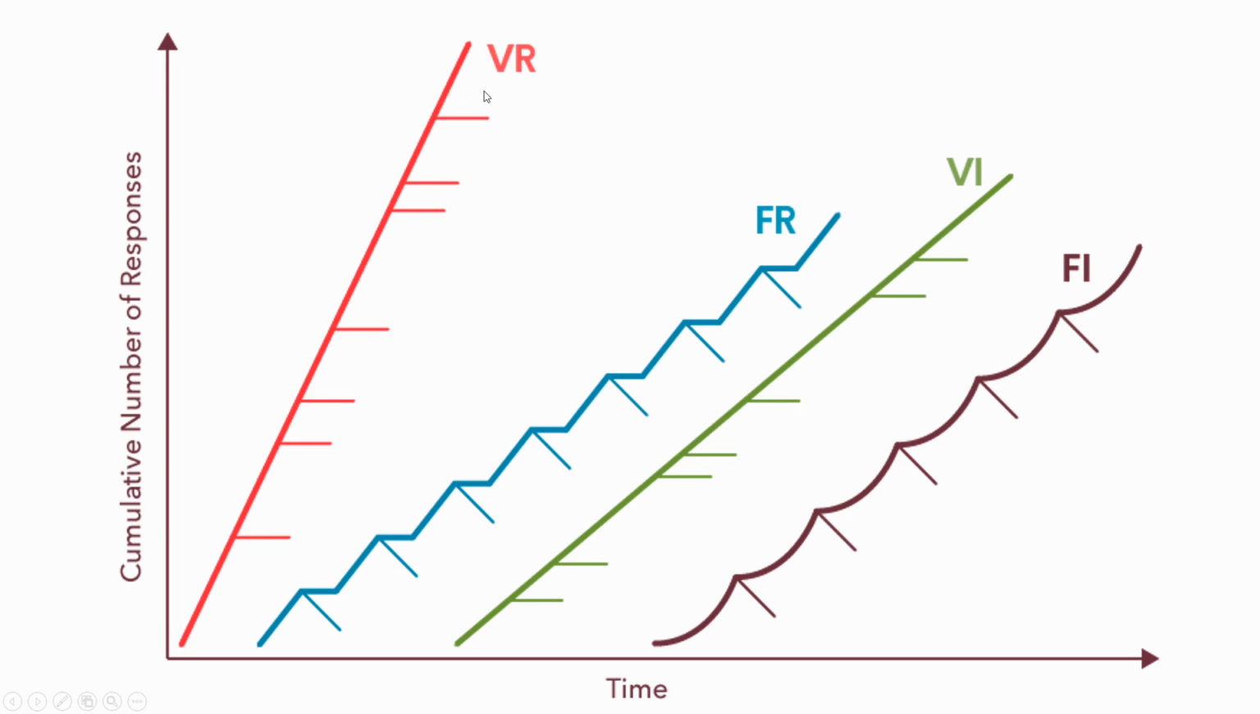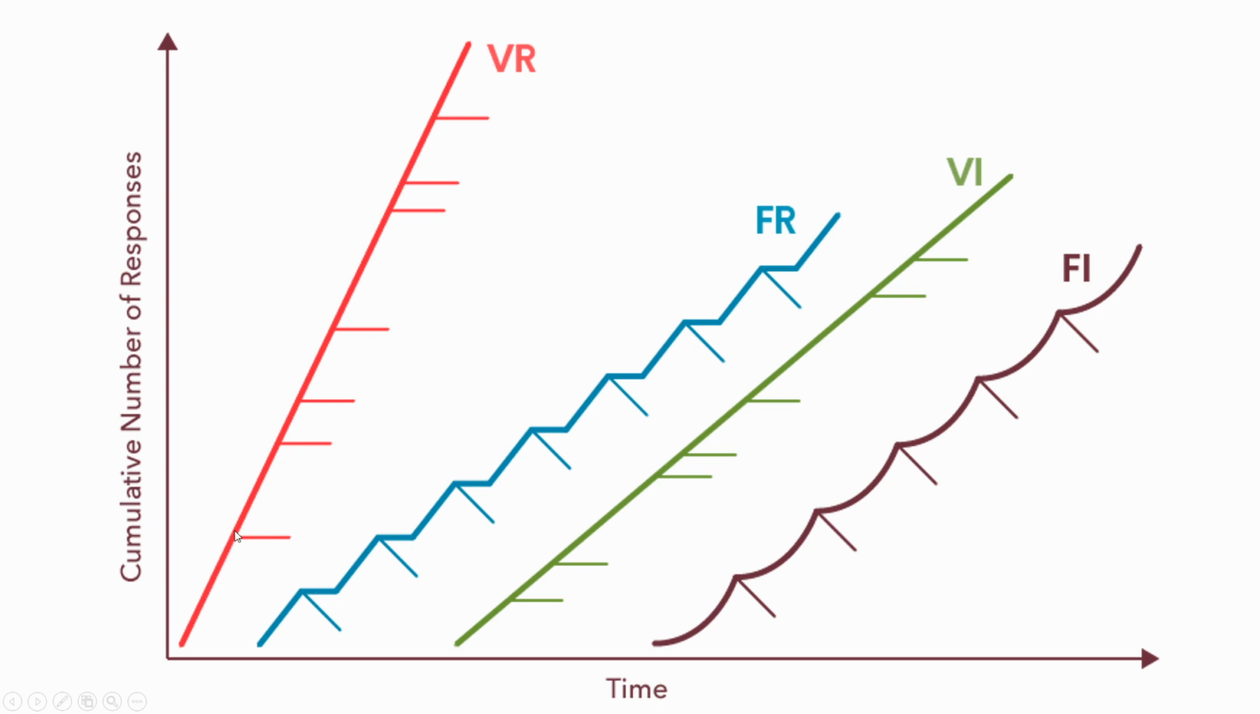So if we just look at our VR, or variable ratio responding here, we can start seeing some patterns. So each of these tick marks on the side indicates that reinforcement has been delivered. So here we would see that the rat would be pressing the lever very, very quickly.